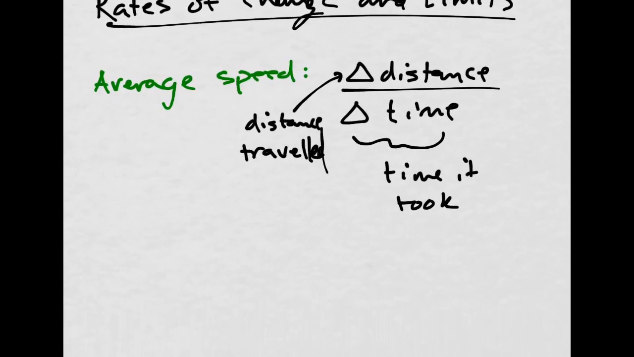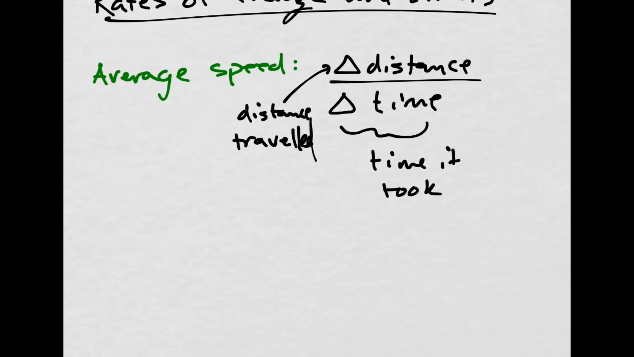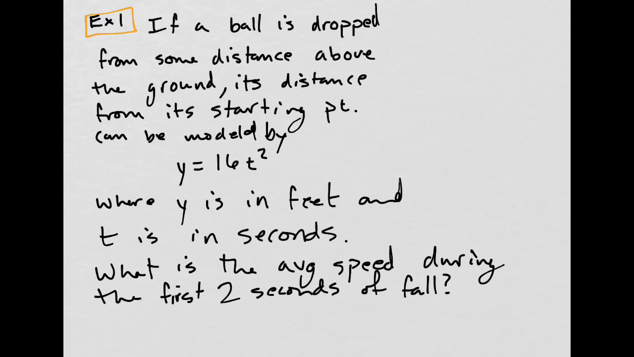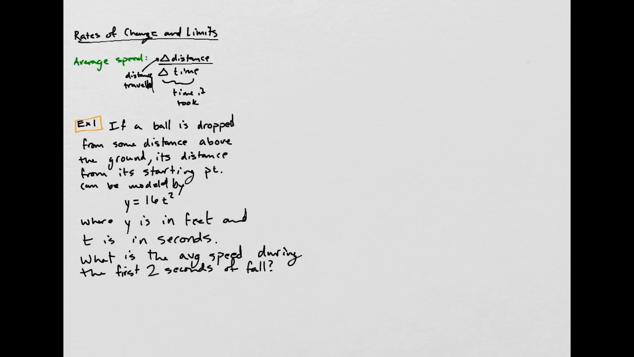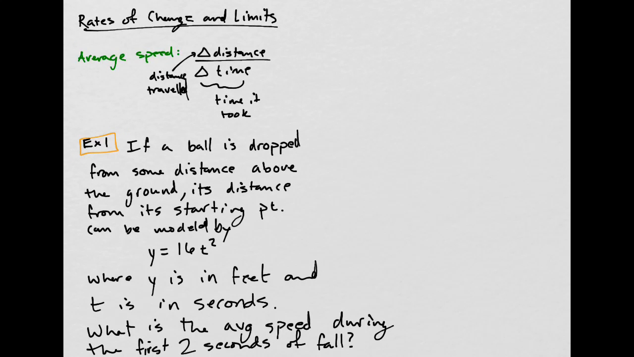So let's look real quick at an example of this. If a ball is dropped from some distance above the ground, its distance from its starting point can be modeled by y equals 16t squared, where y is in feet and t is in seconds. What is the average speed during the first 2 seconds of fall? You could probably figure this out just with the definition of average speed.